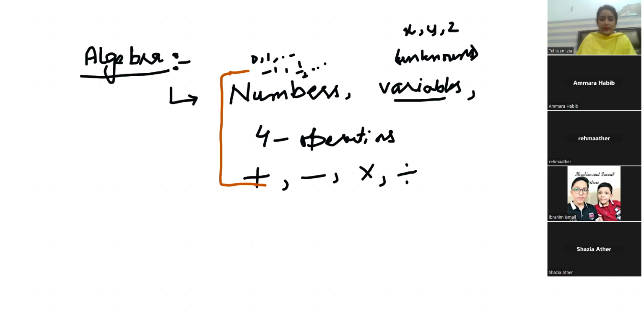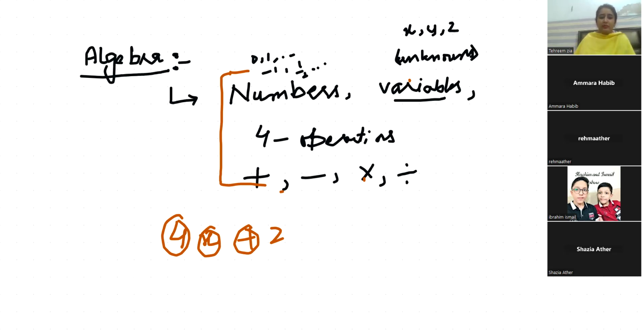You can see, I will write 4x plus 2. This is an algebraic expression. It is a combination of numbers, variables, and then 1 operation. So what is algebra? The answer to the question is it is a combination of numbers, variables, and 4 operations. When we combine these 3 things in different ways, we find different algebraic operations and algebraic things.